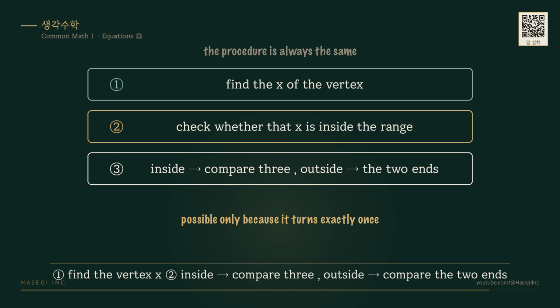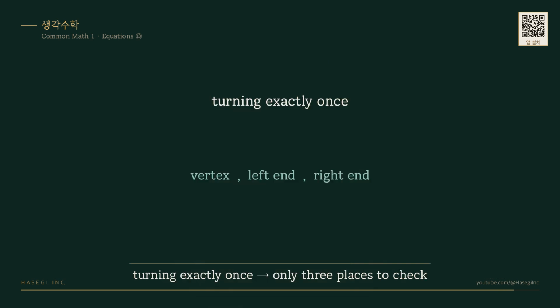You never have to inspect infinitely many points, and that is entirely thanks to the parabola turning exactly once. Turning exactly once is what cut the search down to 3 places.